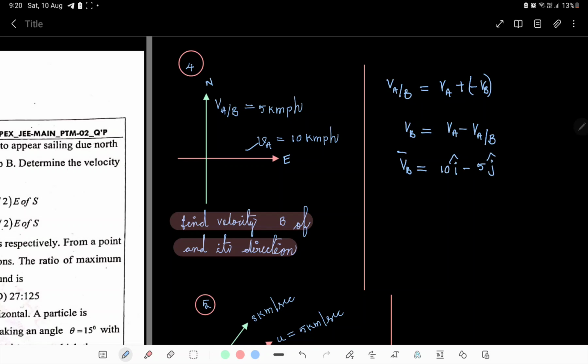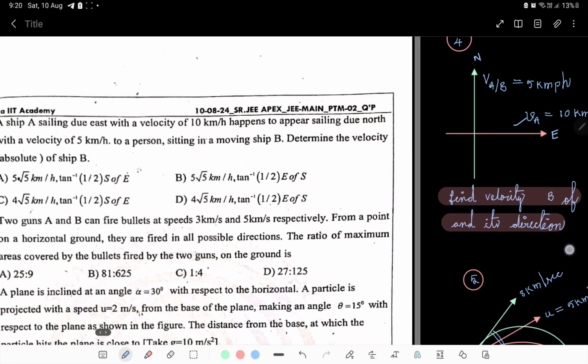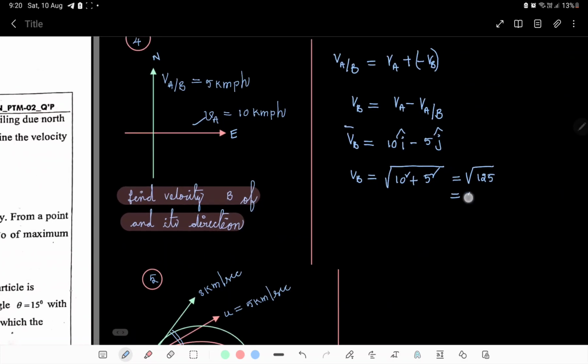Therefore that is a vector. So we have VB equal to under root of 10 square plus 5 square, that is 125. Under root of 125 can be written as 5 root 5 kmph, that is kilometer per hour. So that is the velocity of B.